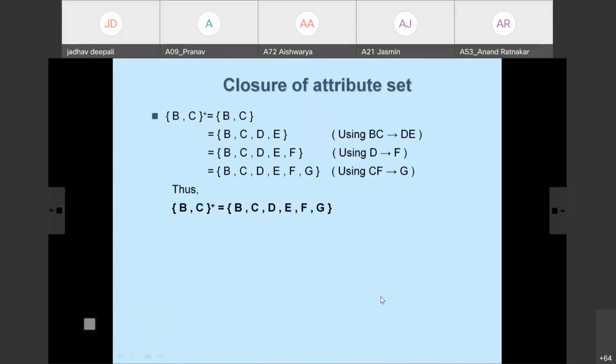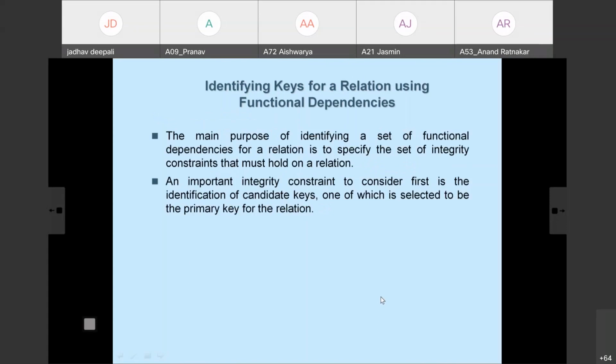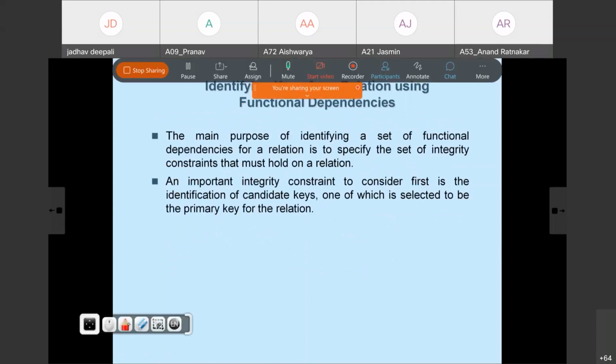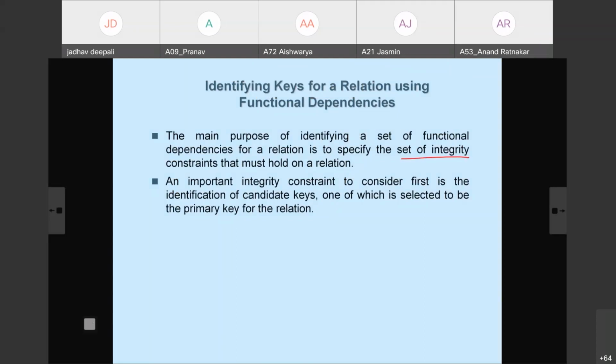Now, in this way, once we got the attribute closure, it is easy to identify the keys of the relation. Now see, identifying keys of the relation using functional dependencies and attribute closure. The main purpose of identifying the set of functional dependencies is to specify the set of integrity constraints that must hold on a relation. Means I say that staff number determines S name, which means there should be a single name for a single staff. One-to-one relation means it generates an integrity constraint on that relation that must hold.